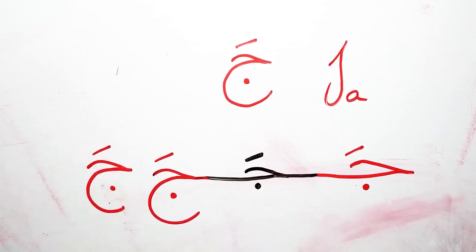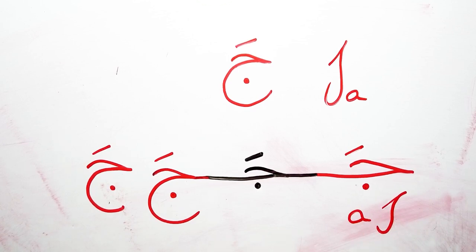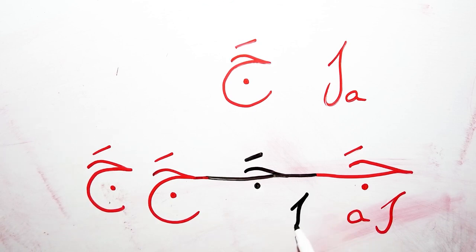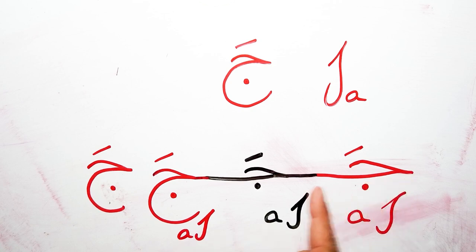Let's write ja from the right to the left in English. I will start with J, right? And then I will add A, ja. It's crazy, right? But for you to imagine how we read and write Arabic, ja. And finally we have ja, okay? Ja, ja, ja.